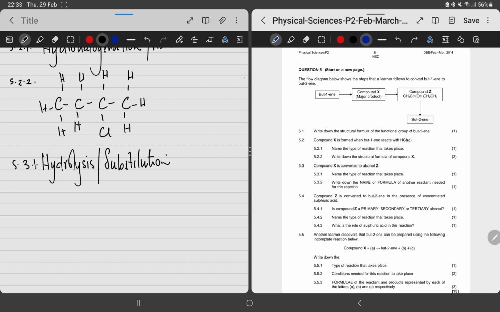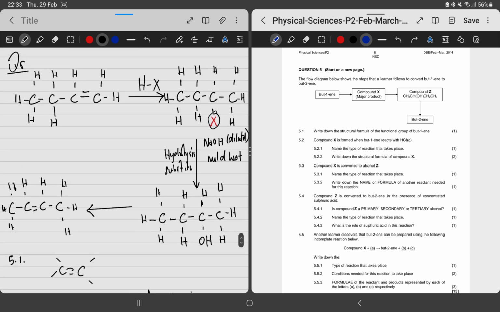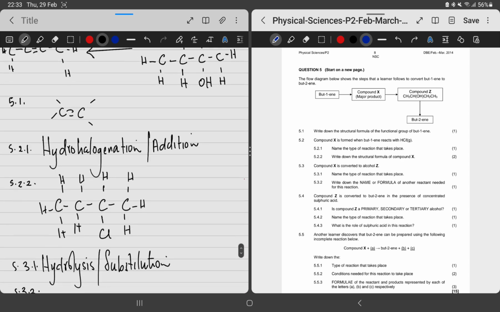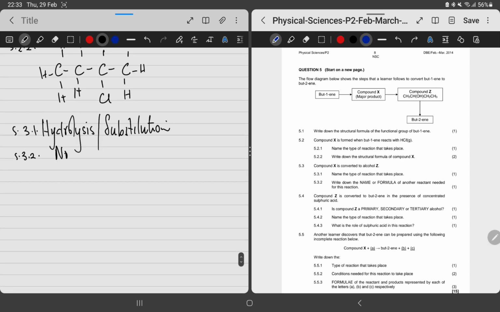Then 5.3.2. Write down the name or formula of another reactant needed for this reaction. We already said it is the diluted strong base, NaOH, and it must be what? Diluted. Because remember, if it's concentrated, it is going to undergo what? An elimination reaction. So it will form what? An alkene.